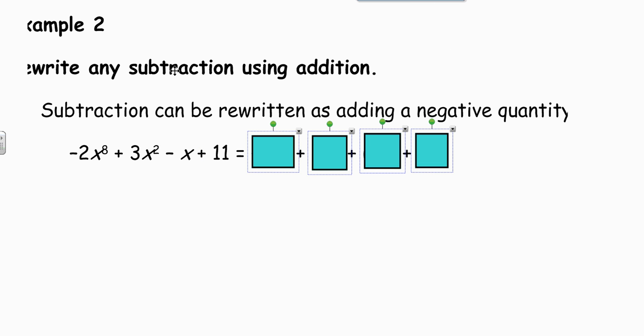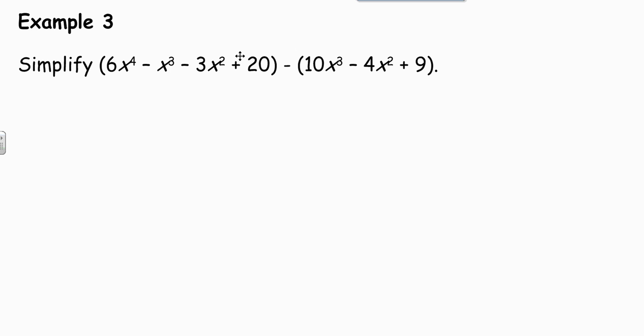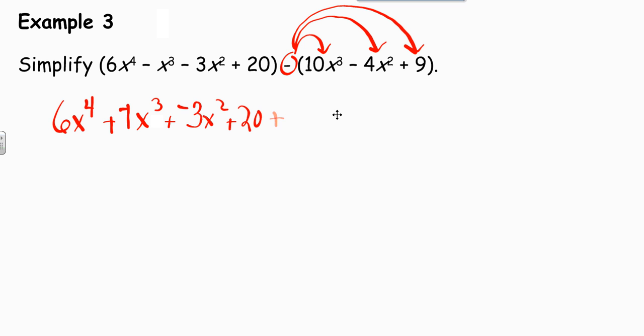Example 2, subtraction. We can rewrite any subtraction using addition. So we can rewrite this problem as plus negative 2x to the 8th power plus 3x squared plus negative x plus 11. For our example here, we're going to simplify, which means we are going to take this negative sign between the two polynomials and distribute it into the first one, so that we have this rewritten as an addition problem.